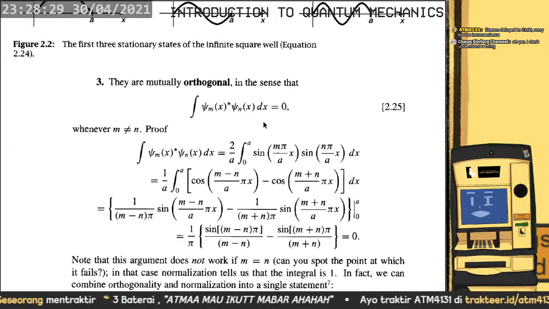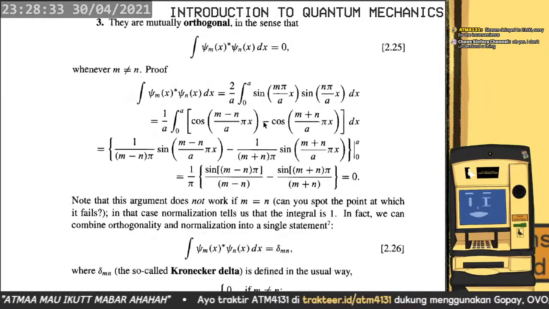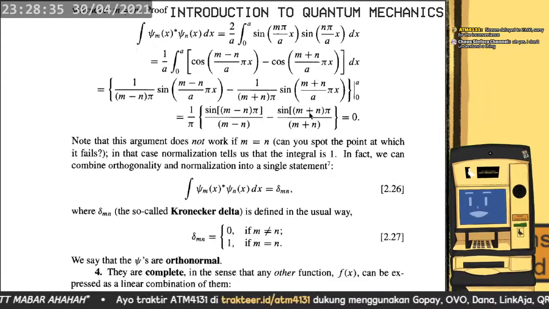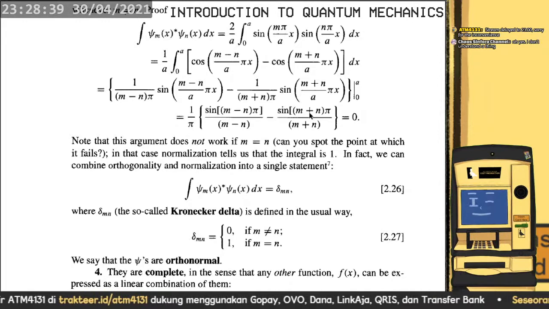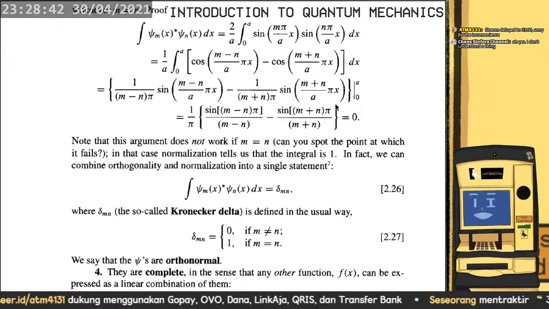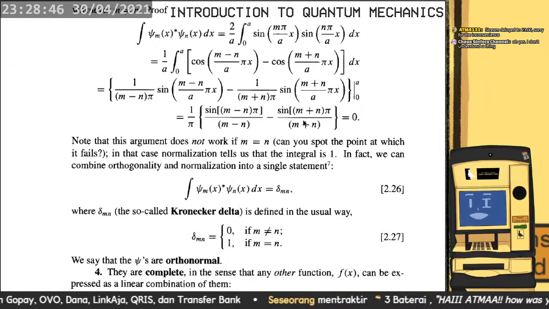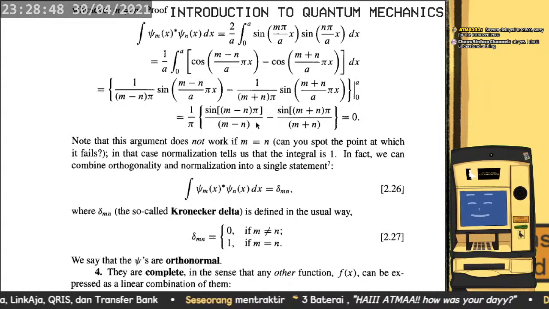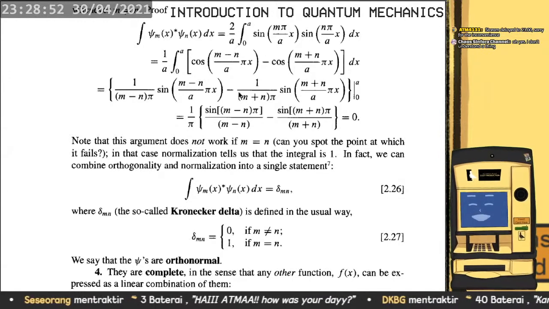Proof? The proof is like this. Note that this argument doesn't work if m equals n. Can you spot the point at which it fails? It's in here. Well, m minus n is equal to 0, and for 0 it's basically dividing by 0.